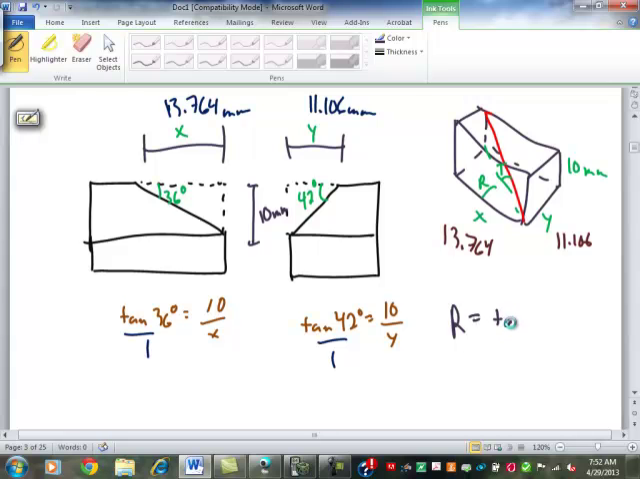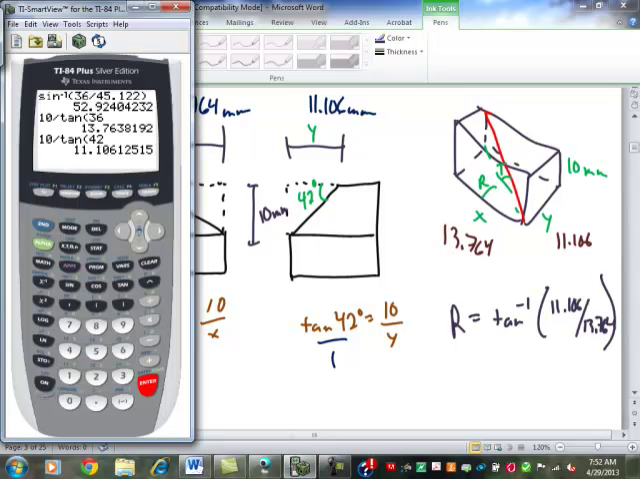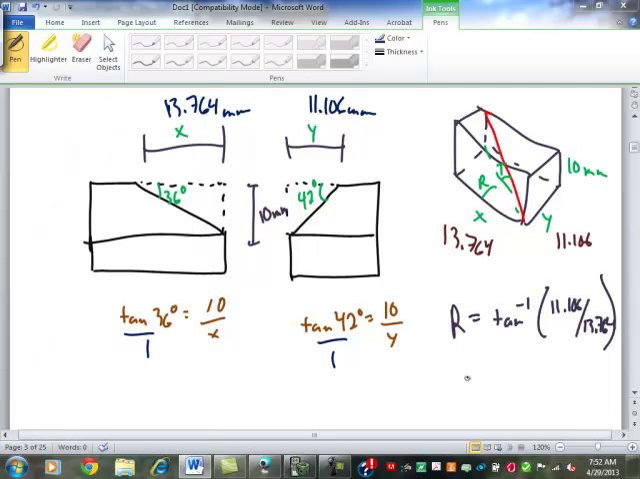R is the inverse tangent of 11.106 over 13.764. So inverse tangent of 11.106 divided by 13.764 gives us 38.900, basically 38.9 is our angle of rotation.